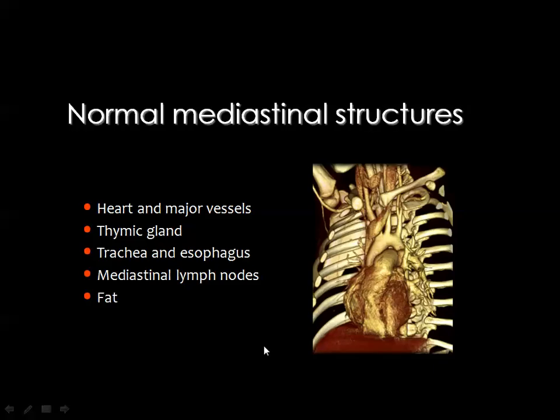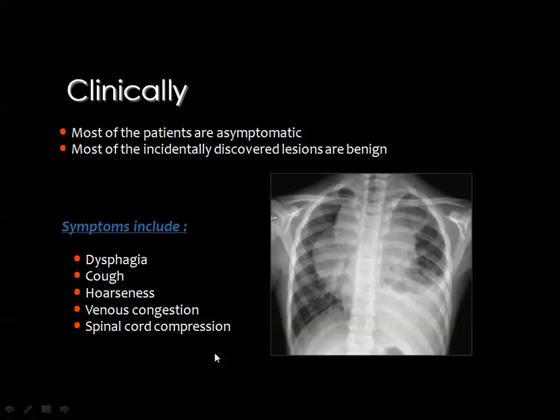Then in the mediastinum, you know that there are the major vessels, the heart, the thymus, the trachea, and the esophagus, mediastinal lymph nodes, and fat. And you may remember that we have discussed the mediastinum in adults. We said that most of the patients with mediastinal masses are usually asymptomatic, and a good percentage of these mediastinal lesions are discovered incidentally, and they are largely on the benign side.